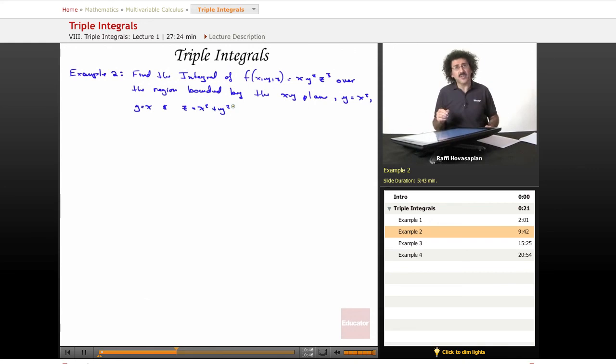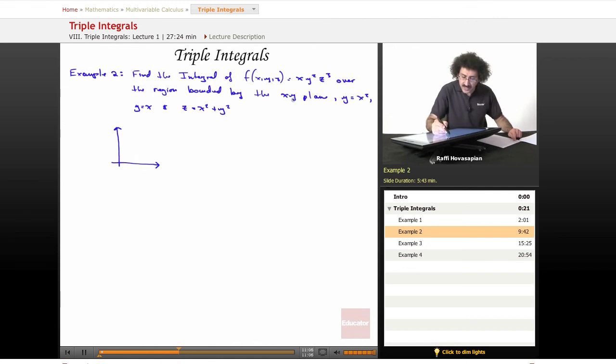So this time they gave us some specific equations to work with. So let's go ahead and draw out this region. And again, it's always best to start with the things that are easiest. So in this case, they gave me y equals x squared and y equals x. So let's go ahead and draw out the xy plane first.